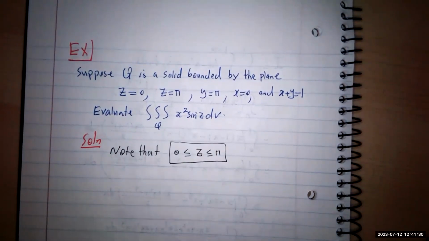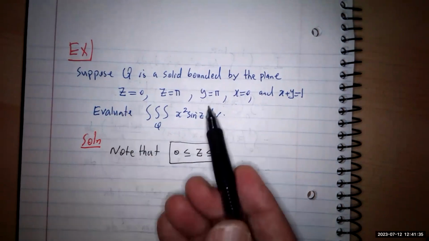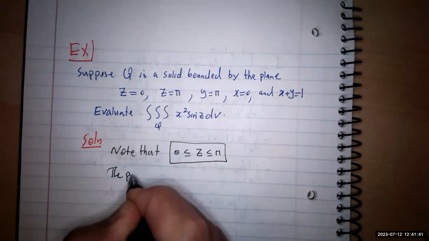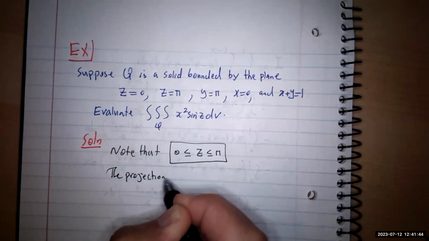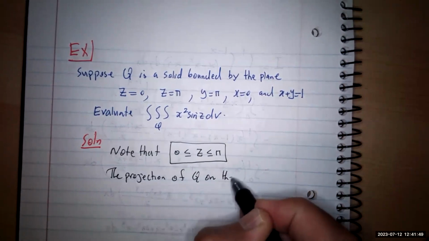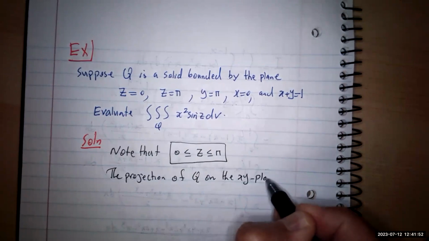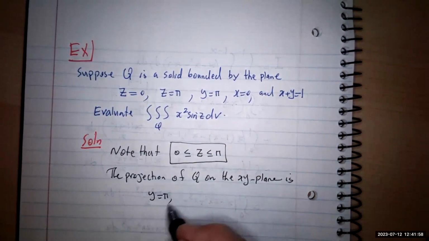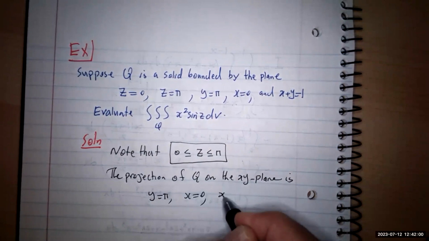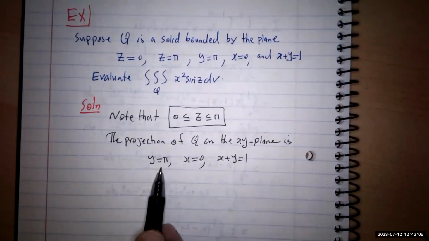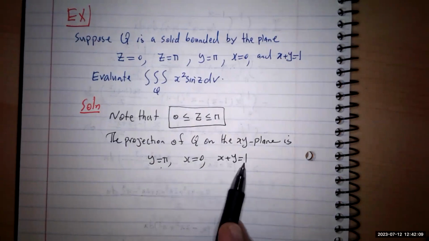Now you drop it down, projection into the two-dimensional. It's already given when z equal to 0. This is the two-dimensional one. So the projection of Q on the x, y plane in two-dimensional is going to be what? It is y equal to pi, x equal to 0, and x plus y equal to 1. You look for the y: one of them is pi, and then you have x plus y equal to 1.